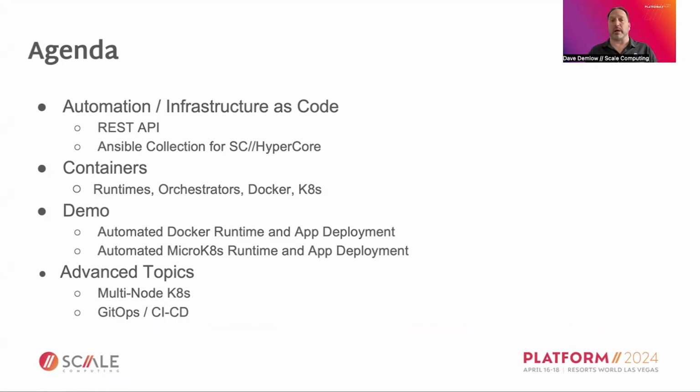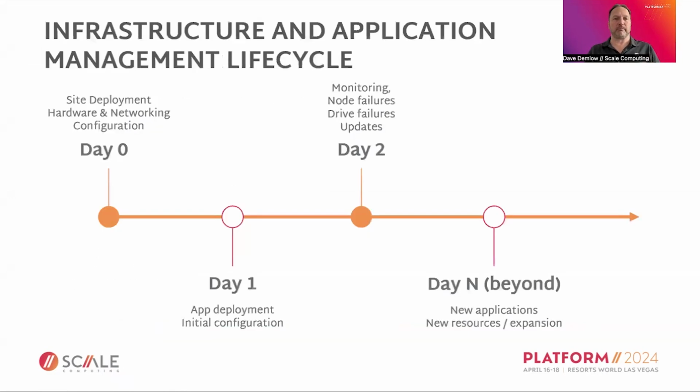We're going to do a demo, actually two demos. One, we're going to deploy using automation a new virtual machine with a Docker runtime and a Docker Compose application. And then we're also going to do an automated deployment of a MicroK8s Kubernetes cluster and an application there. And then we'll talk about some advanced topics like multi-node Kubernetes and systems for updating your application infrastructure like GitOps and connecting into CI/CD pipelines.